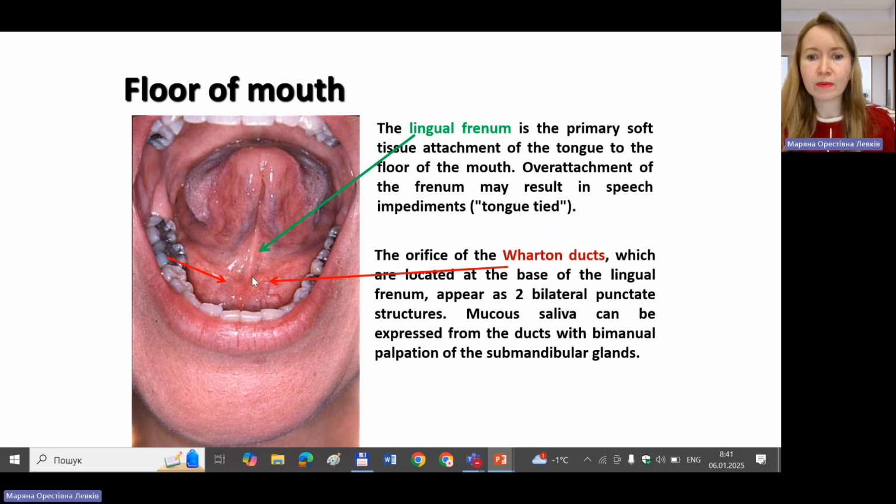The lingual frenulum is visible over here. It is the primary soft tissue attachment of the tongue to the floor of the mouth. Over-attachment of the frenulum may result in speech impediments, so-called tongue-tied. The orifices of the Wharton ducts, which are located at the base of the lingual frenulum, appear as two bilateral punctate structures. Mucous saliva can be expressed from the ducts with bimanual palpation of the submandibular glands.